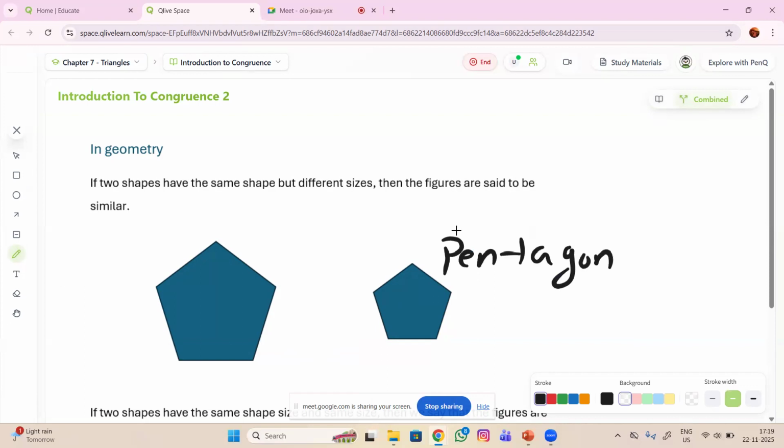And are these identical? No. Very good. What is the difference here? Yes, size. Here, the size is different. So we can say that these are non-identical. Very good.